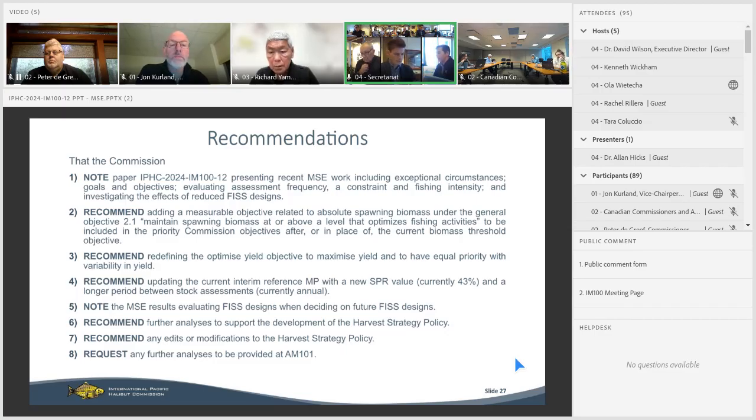Noting the results for FIST designs, recommending any future analyses to support the development of the harvest strategy policy and any edits and modifications to the current harvest strategy policy. And then if there's any requests that you'd like to see for the 101st annual meeting, anything that would help you in moving the harvest strategy policy forward for endorsement, we'd be happy to take at this time. So with that, I'll take any questions.